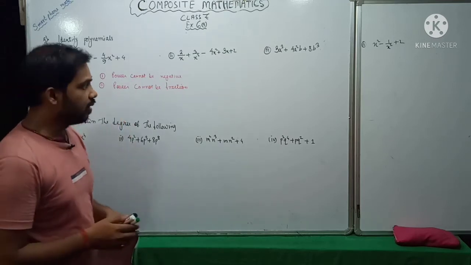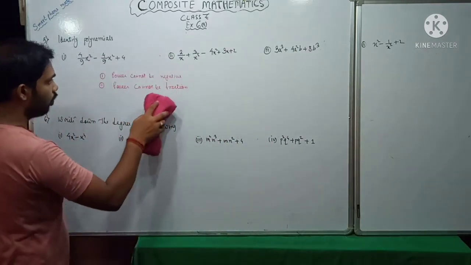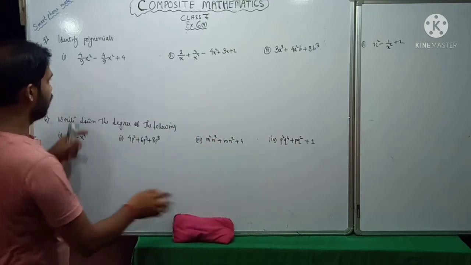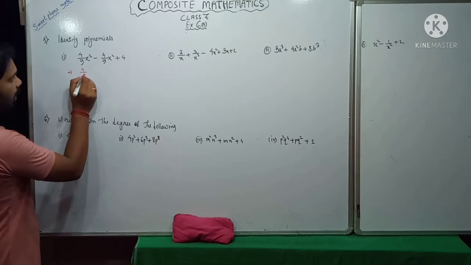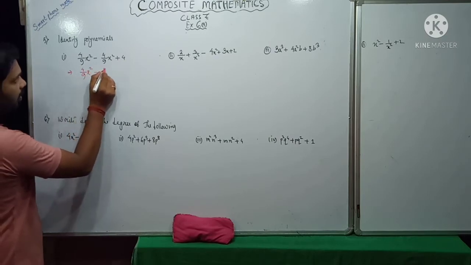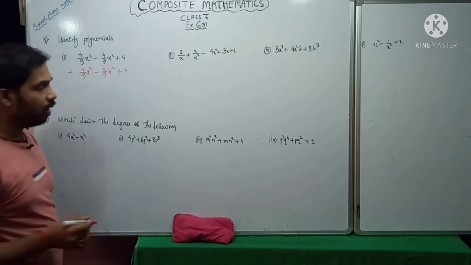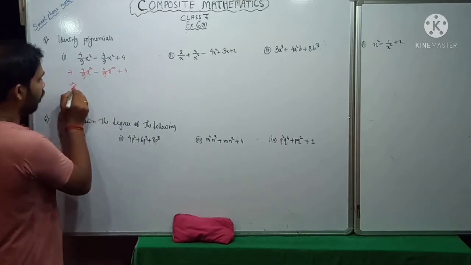So how will we do it? Let's see. First I will write it. These two conditions have to be remembered: power cannot be negative, power cannot be a fraction. So if I see here, we find 4/9 x square minus 4/9 x square plus 4. These two get cancelled out. Now only 4 is left.